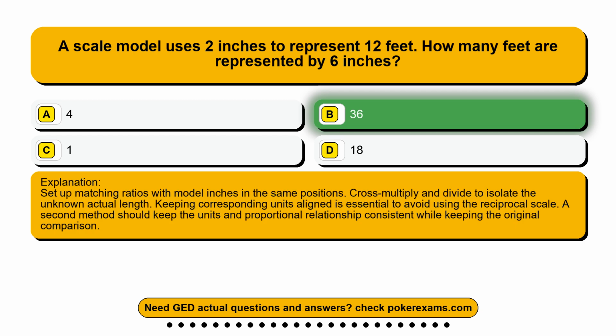Set up matching ratios with model inches in the same positions. Cross multiply and divide to isolate the unknown actual length. Keeping corresponding units aligned is essential to avoid using the reciprocal scale. A second method should keep the units and proportional relationship consistent while keeping the original comparison.